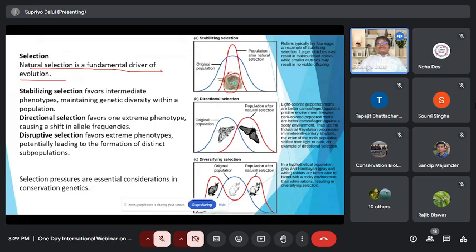So nature has selected this intermediate variation of the phenotype, and that is why it is called stabilizing selection, in which it favors the intermediate phenotypes.